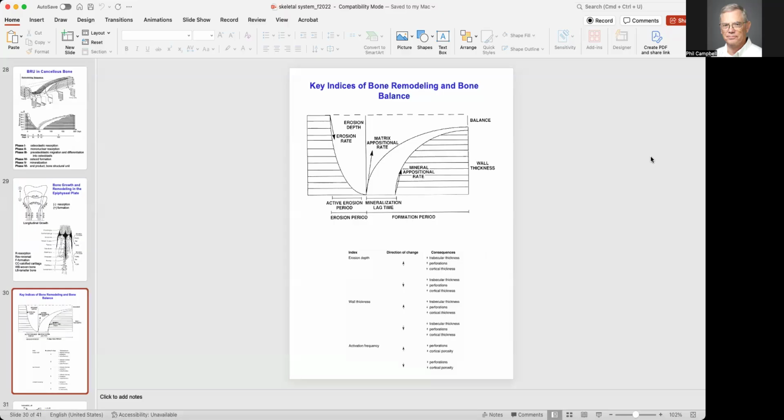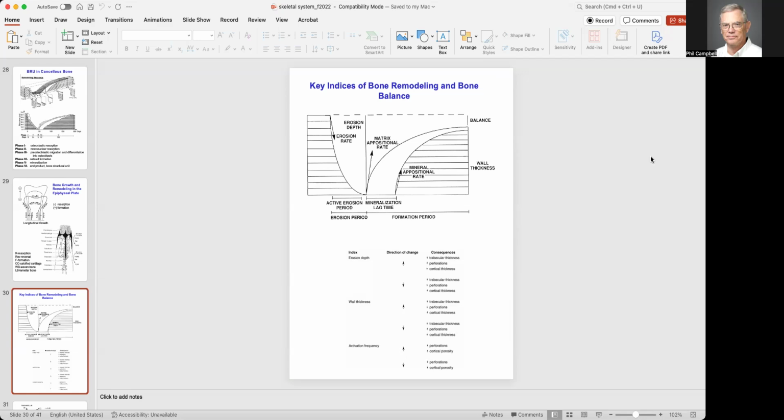So let's look at bone remodeling and balance. All right. So let's strip everything down to this. We have time, 0 to 200 days. We now have a bone thickness before we start. Okay. Now we activate the resorption phase. We're losing bone thickness. The rate at which we lose bone is referred to as the erosion rate, the rate of bone loss. And that is the active erosion period.